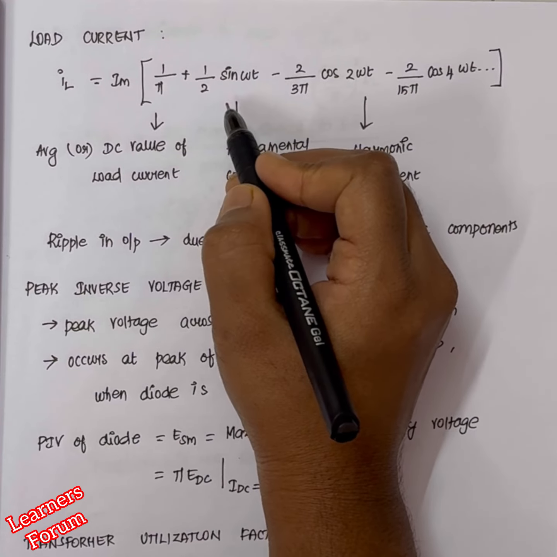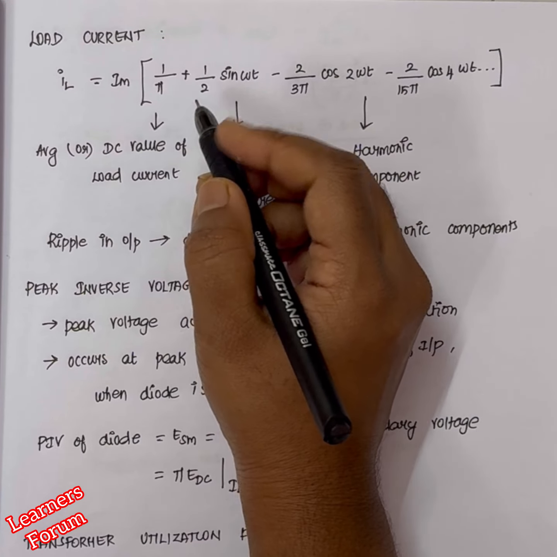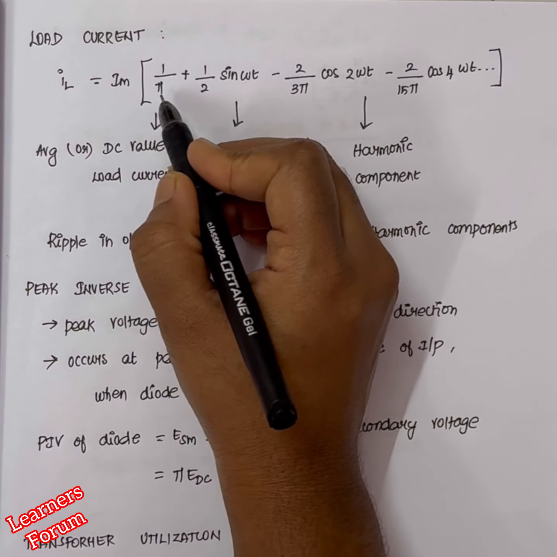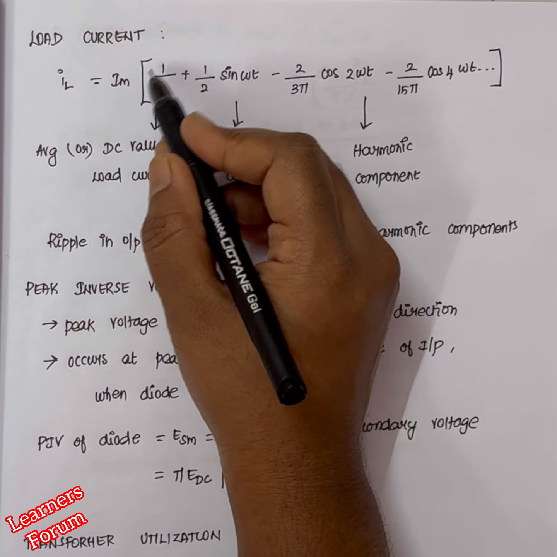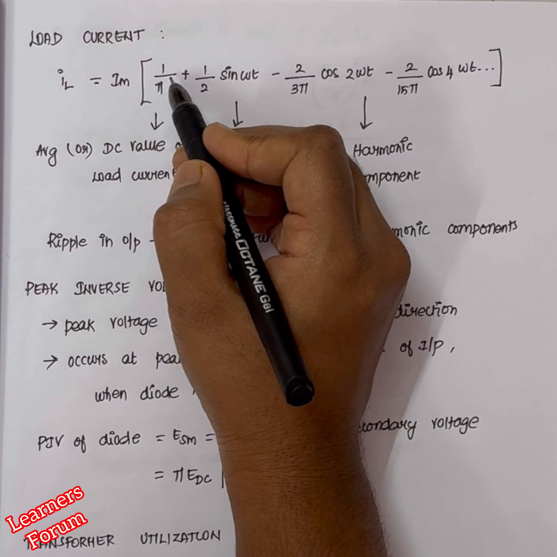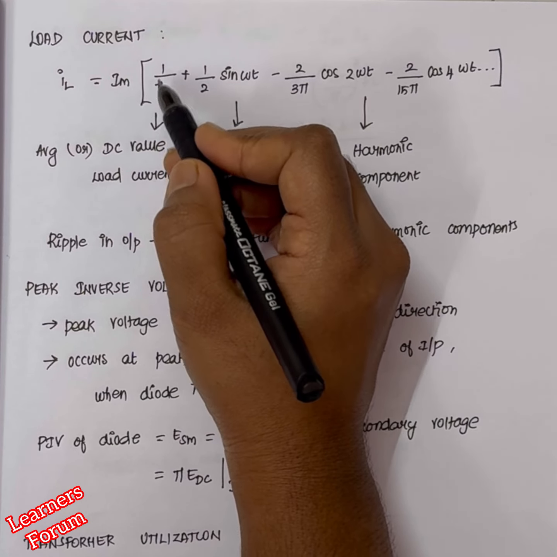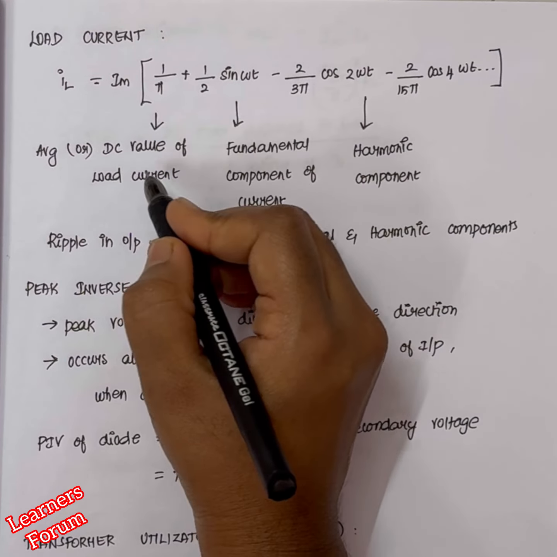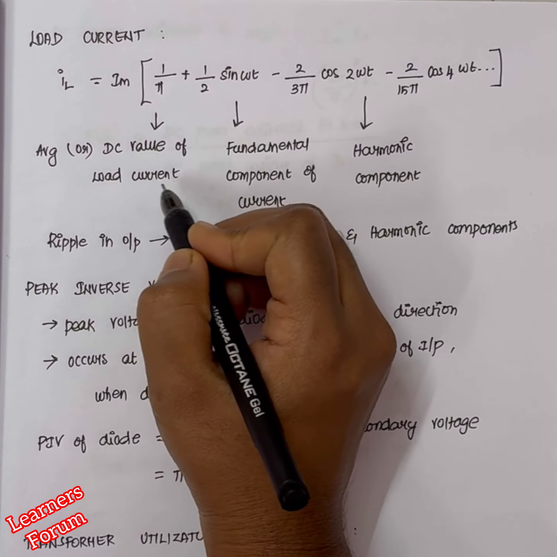Here, after combining, we can segregate each term in terms of the respective values. The first term, 1 by pi, is a constant value. We do not have any time-oriented parameter or frequency-oriented parameter over here, which is a constant value. So this value is called the average or DC value of load current.